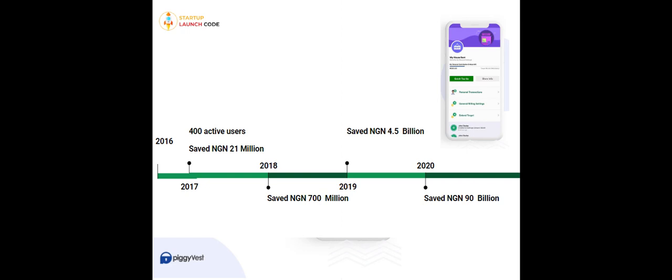You can see the exponential leap in a year, what they were able to accomplish. Right after that, in 2019, the users had saved a cumulative 4.5 billion. And by 2020, when COVID hit, it had saved about 19 billion naira, which would roughly be some millions of dollars. That's just in 3 to 4 years of being in business, all leveraging that community.